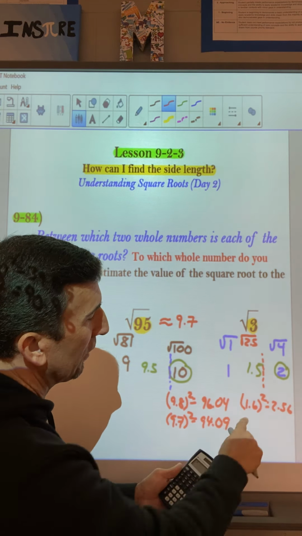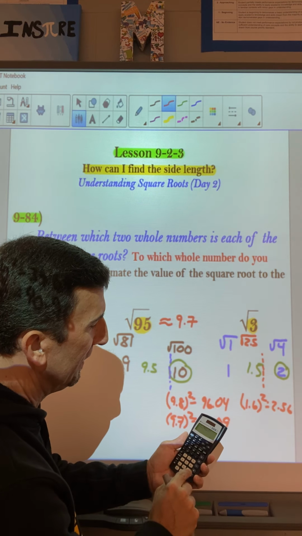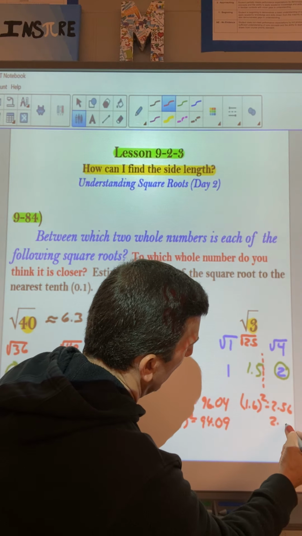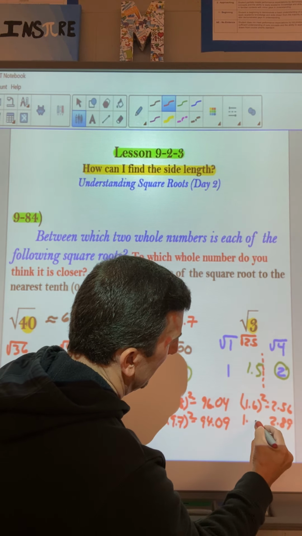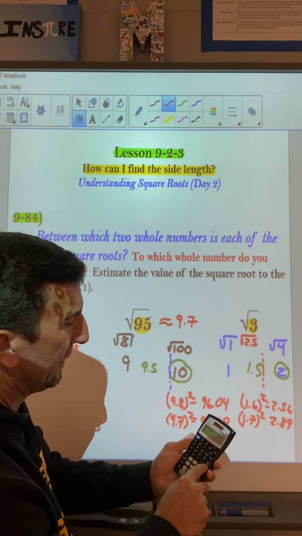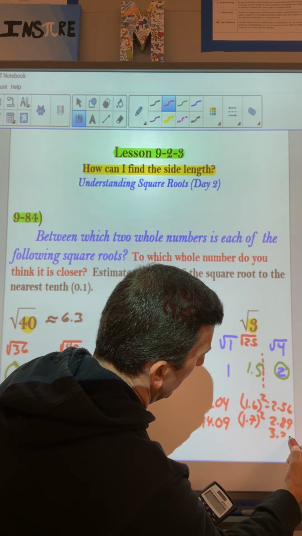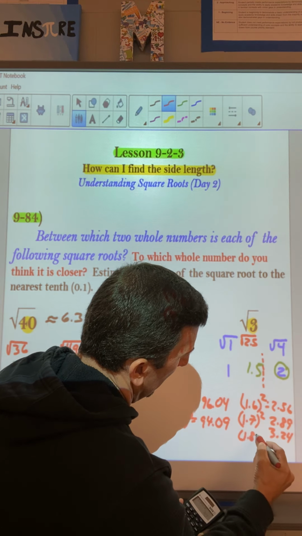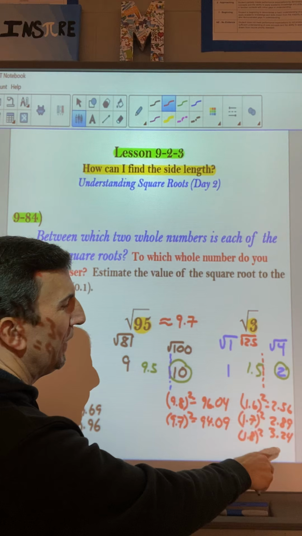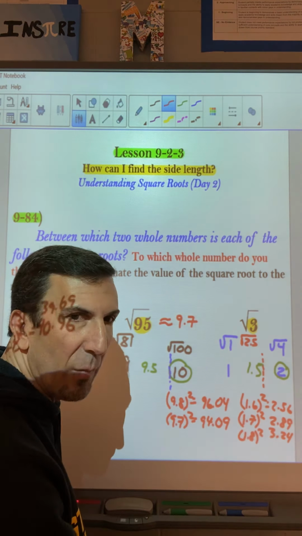Okay, I'm going to go a little bit higher. 1.7 times 1.7 equals 2.89. Let's try 1.8. 1.8 times 1.8 equals 3.24. So this one's 0.24 above it, and this one's 0.11 below it.